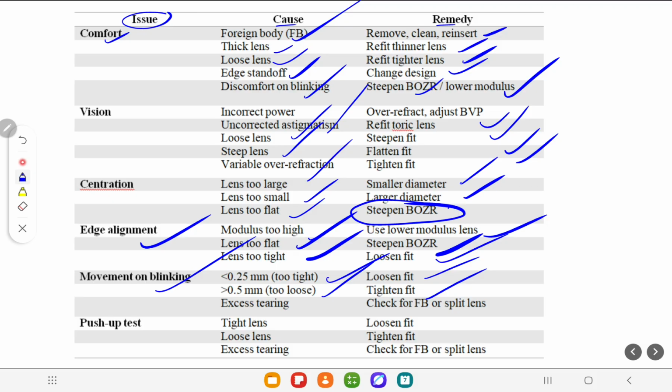Approximately loose fitting, there are guidelines, but yes, greater than 0.5. Many easy guidelines say greater than 1. So excessive tearing, definitely you have to check for a foreign body, or whether the lens is split or scratched. That's a very important point. Push-up test, I think one of the favorite tests. If it is a tight lens, loosen the fit; loose lens, tighten the fit, and all these things.